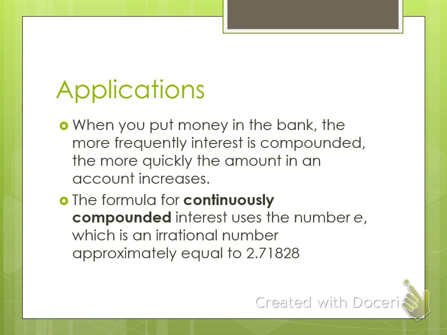The formula for continuously compounded interest uses the number E, which I know most of you right now are thinking, but that's not a number, that's a letter. Okay, in math, there is the natural number E. It is a thing. It's an irrational number, kind of like pi. It's approximately equal to 2.71828.